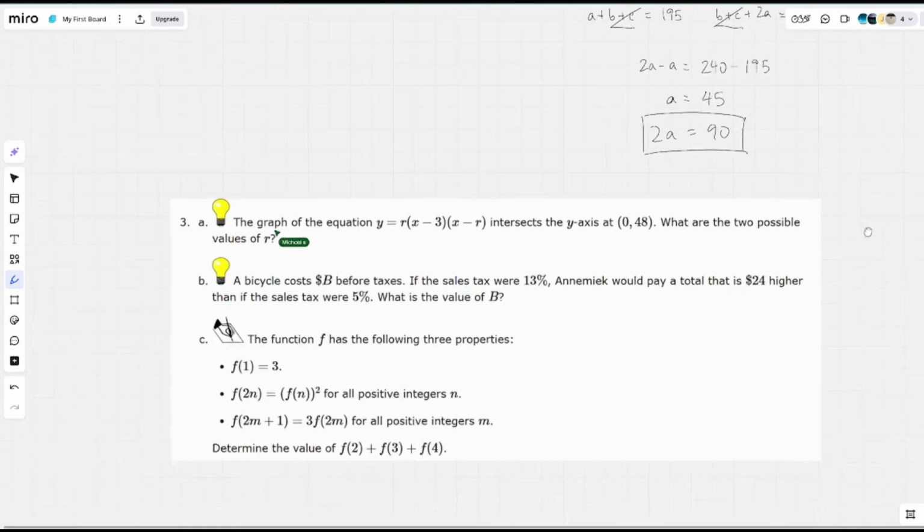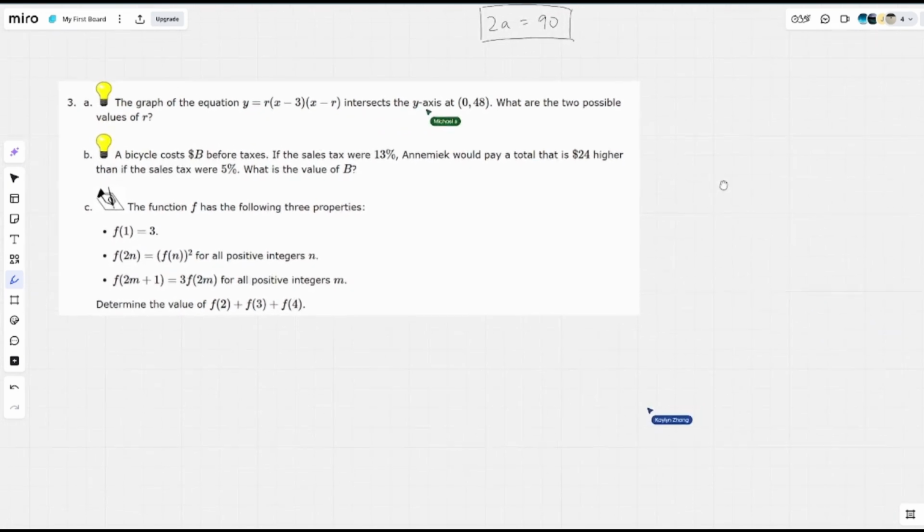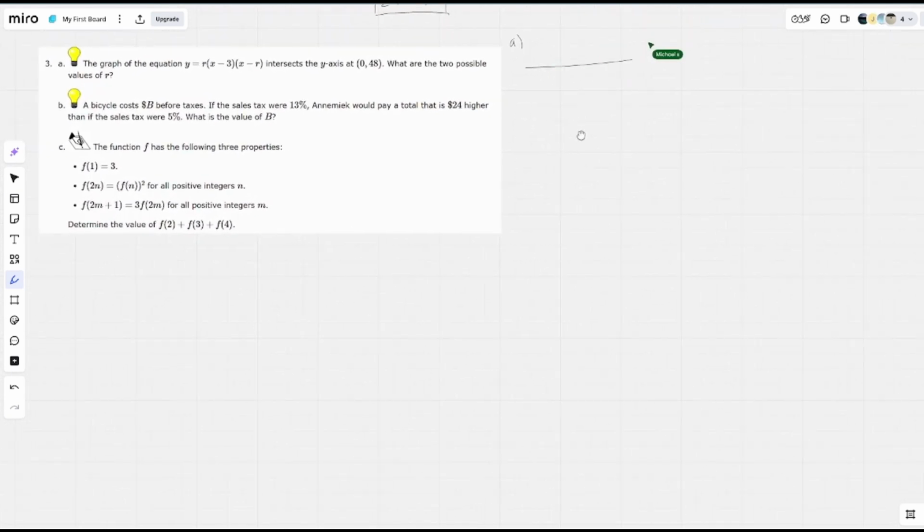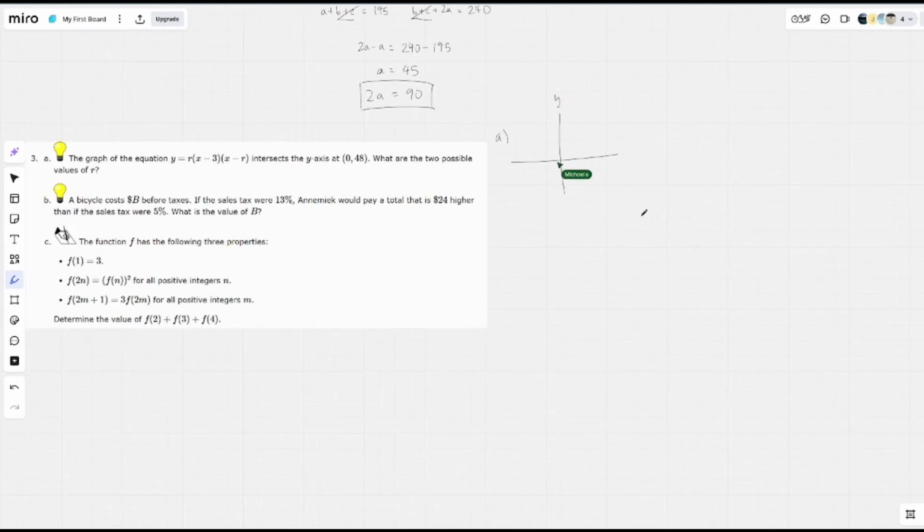Part A, we have this quadratic equation that intersects the y-axis. And when it intersects the y-axis, that's when x equals 0. Because x equals 0, and we know that here y must equal 48, we can just plug it into the equation. So y equals r times 0 minus 3 times 0 minus r is equal to 48.